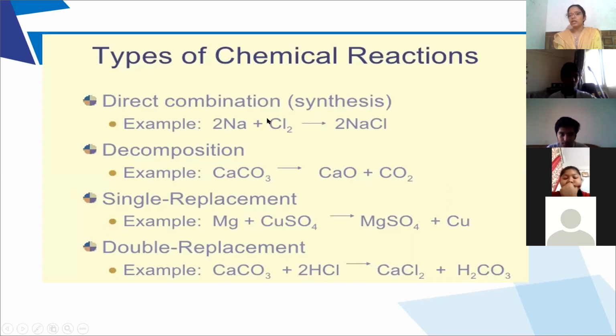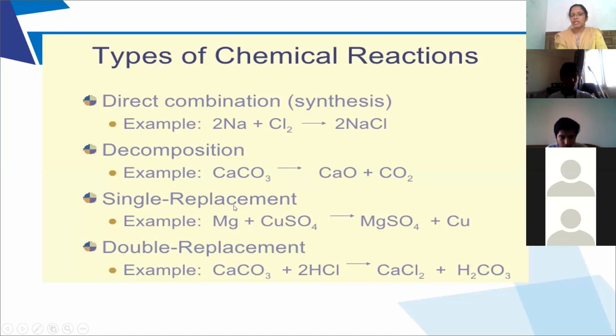That is direct combination. The two reactants combine to form a single product. Decomposition reaction, a single compound decomposes into two products. I think you all are familiar with this decomposition reaction. In your 8th standard, we have discussed compounds, calcium carbonate. Ma'am, is this reaction reversible? Yes, this reaction is reversible. The decomposition of calcium carbonate is a reversible reaction.